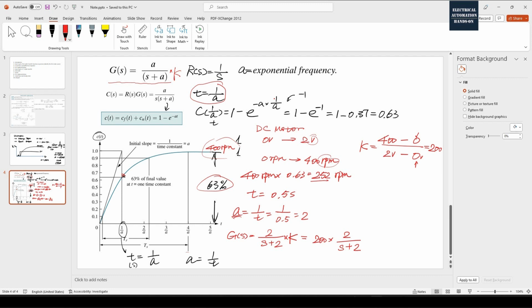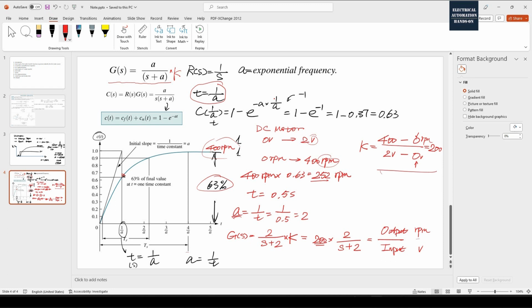Because the K is calculated this way, what does G(s) mean? The input and output have units behind them. The output means RPM, and the input means volts. Because the gain is calculated using the RPM here and the input in volts, this is the unit of this transfer function.